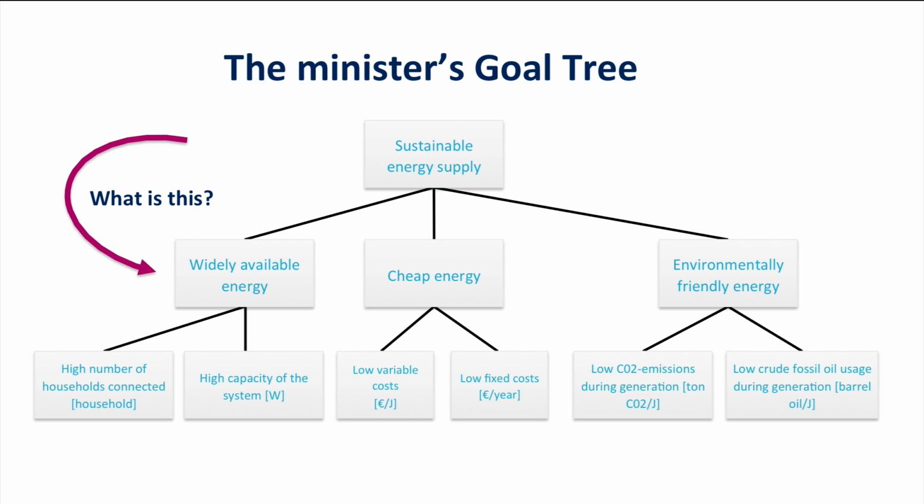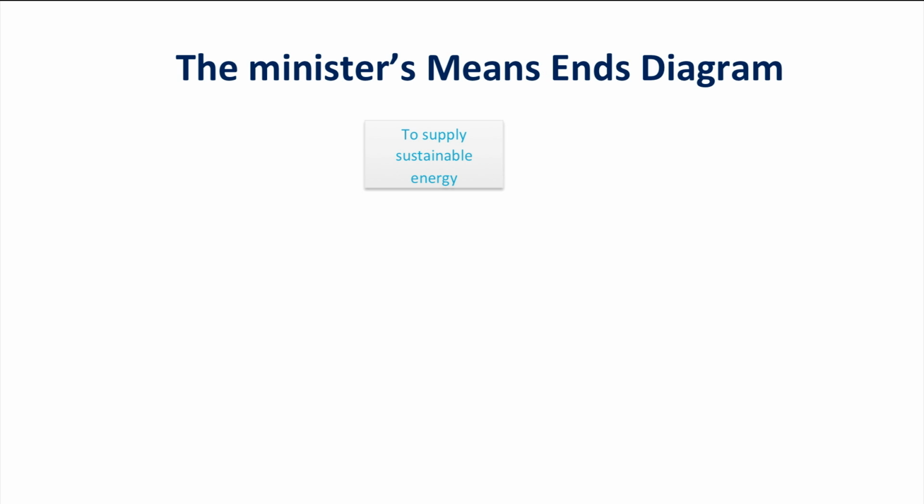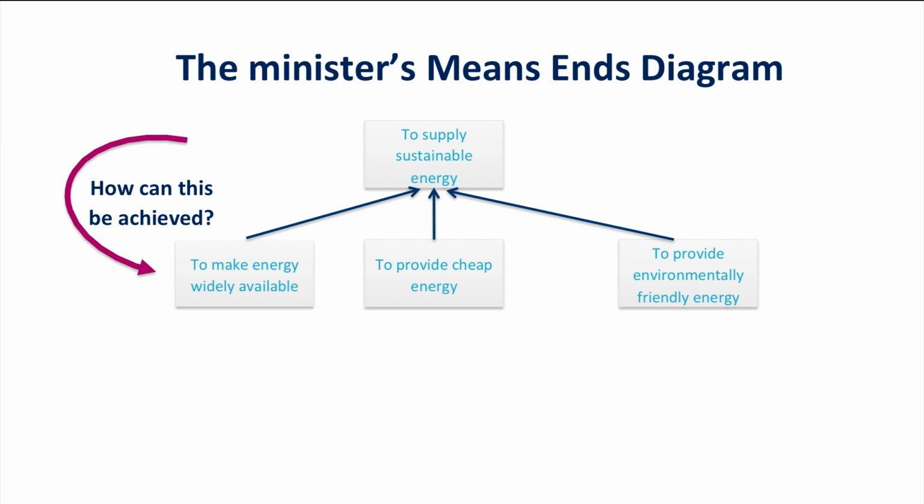When creating a means-ends diagram, the first step is to make an action out of the main goal of the actor. In this case, the main goal becomes to supply sustainable energy. To get to the next level of this diagram, we have to ask the question how. So, how can the ministry supply sustainable energy? This is easy to answer, as we already have made the goal tree in the past. And the second level of this original goal tree can be reformulated into actions. These actions then are used for the second level of the means-end diagram.